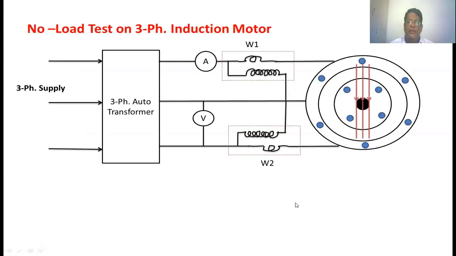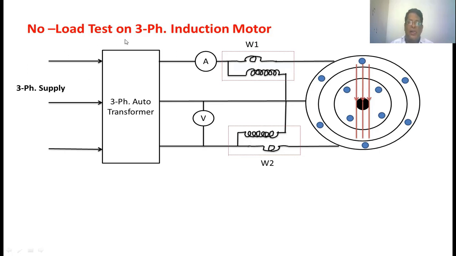This is the circuit diagram for the no-load test on a three-phase induction motor. This is the stator winding. This is the rotor. To the stator winding, we are applying a three-phase supply through a three-phase auto transformer. This is the ammeter to measure how much current is taken by the induction motor. Here we are using the two wattmeter method to measure how much power is taken by the induction motor, so we have taken one wattmeter, and this is another wattmeter. This is the current coil, and this is the pressure coil of the wattmeter. To measure how much voltage we apply to the induction motor, we connect a voltmeter.